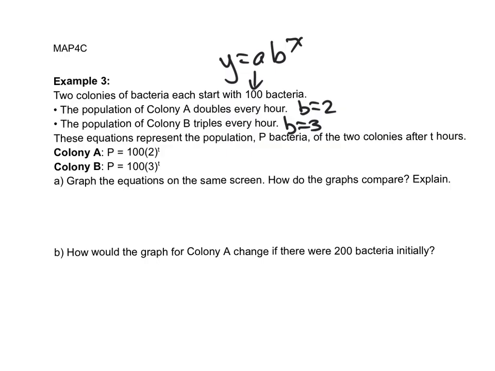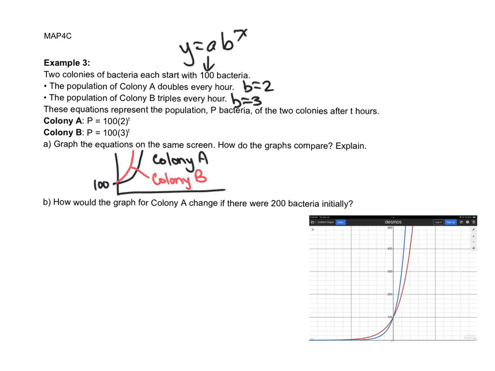So we can put that into Desmos. I'm just going to sketch them. There we go. I also just quickly did it in Desmos. How would the graph for colony A change if there were 200 bacteria initially? Well, remember that the initial value is where it starts on the y-axis, so colony A would just shift up, and then it would grow faster because we are starting with more, so we're doubling more every time.